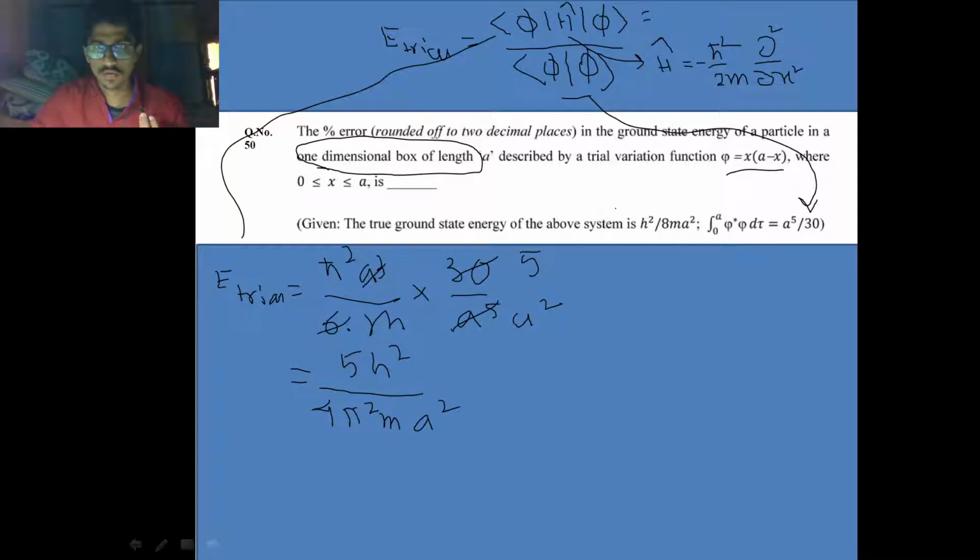Now what is the value of E actual? This is the value of E actual. So now how can we calculate the percentage error? So the percent error is equal to E trial minus E actual upon E actual into 100, because of percent error into 100.